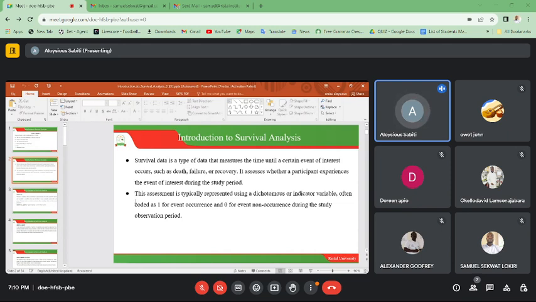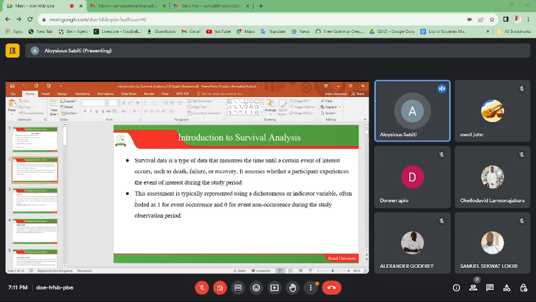Preceding this particular introduction to survival analysis, remember we looked at what we call probability. And survival analysis actually fits in as part of the use of probability. There are concepts that go hand in hand, because in survival analysis the aspects of probability also come in, because we want to understand the timeline or the possibility that an event will occur at a certain time. So it assesses whether a participant experiences the event of interest during the study period.